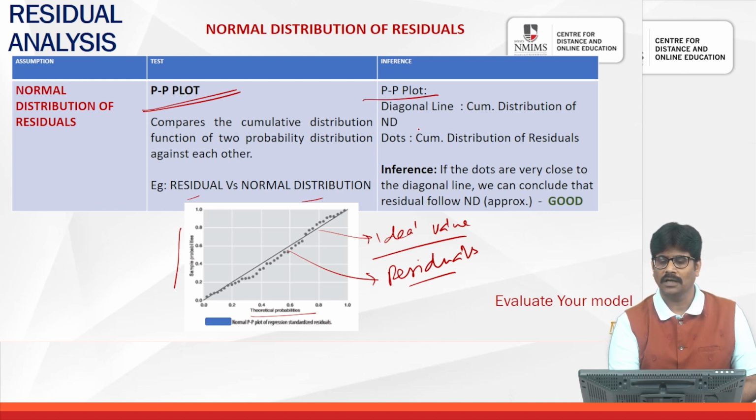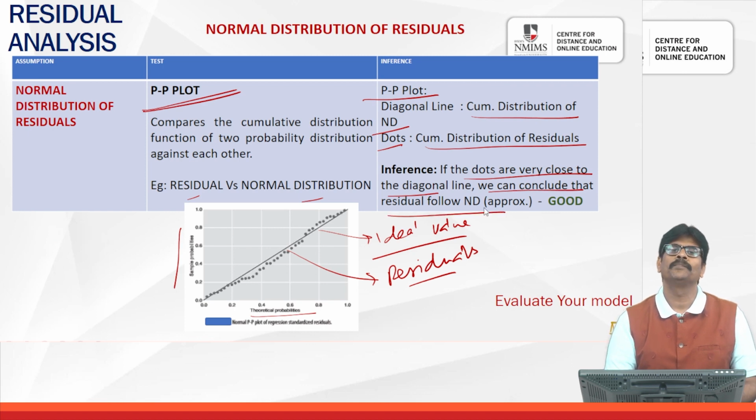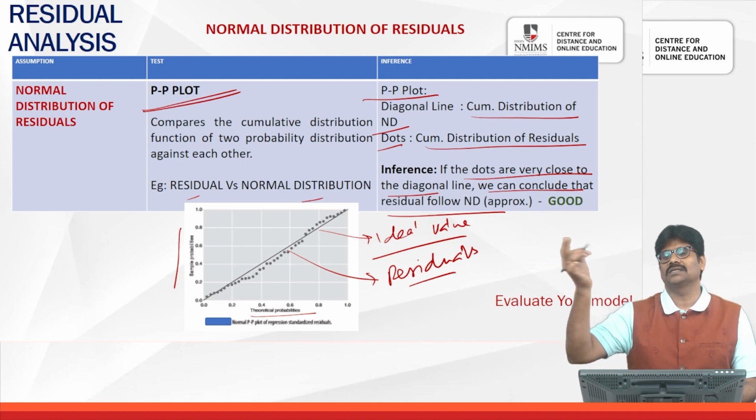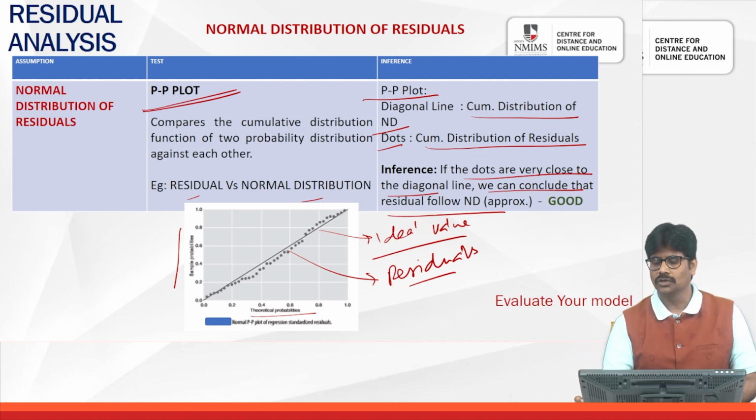So in the PP plot, the diagonal line represents the cumulative distribution of the normal distribution, whereas the dots in this case represent the cumulative distribution of residuals. What is the inference? If the dots are very close to the diagonal line, we can conclude that residuals follow a normal distribution. If the residuals follow the normal distribution, automatically we can safely assume that the error also follows a normal distribution. So the error assumption of normality is satisfied here, that is only one, which is good for us. Moving on.